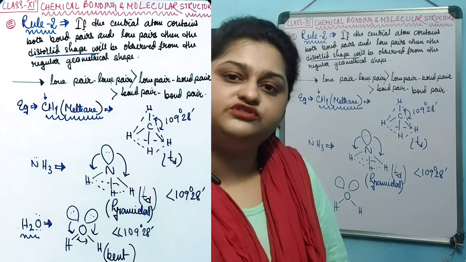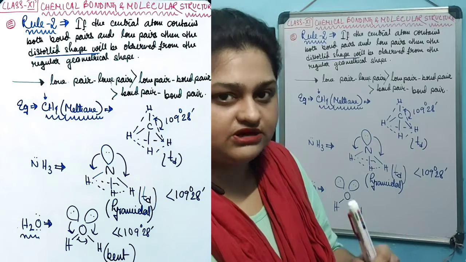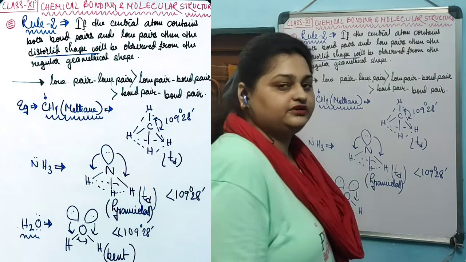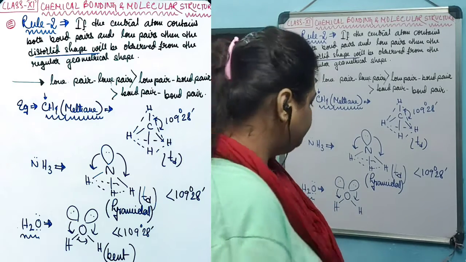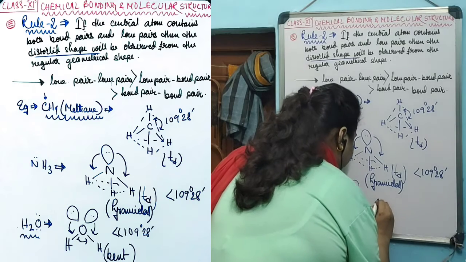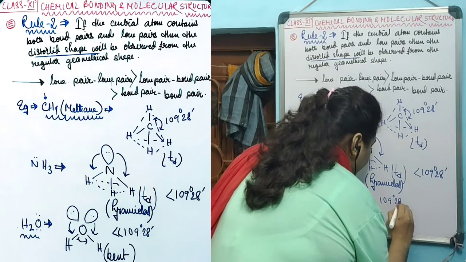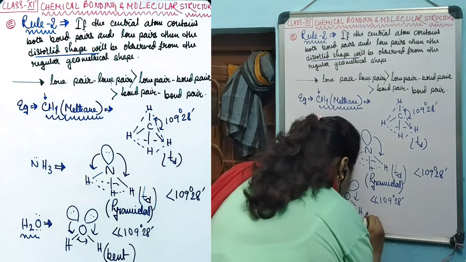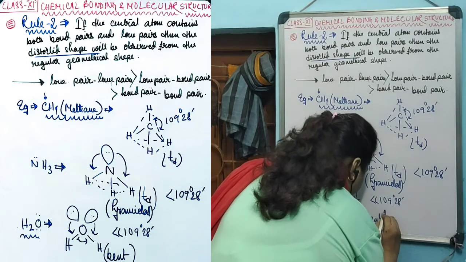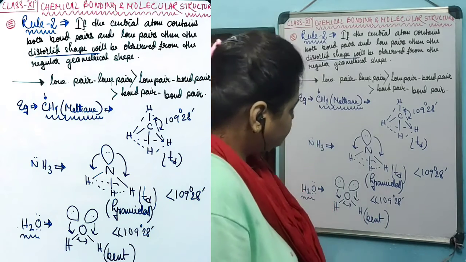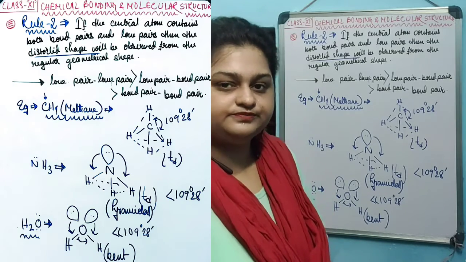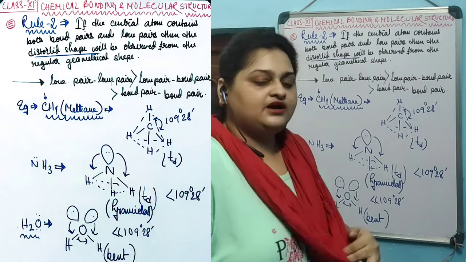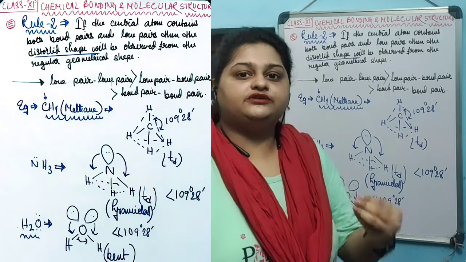So the regular shape of the molecule should have been tetrahedral, but now the lone pair repulsion creates a distortion, which makes the angle between these 2 bonds much less compared to 109 degrees 28 minutes, and that's how the shape is bent. The shape of the H2O molecule is bent. So these last two shapes, pyramidal and bent, are examples of distorted tetrahedral shape.